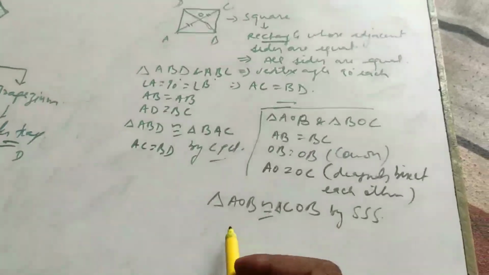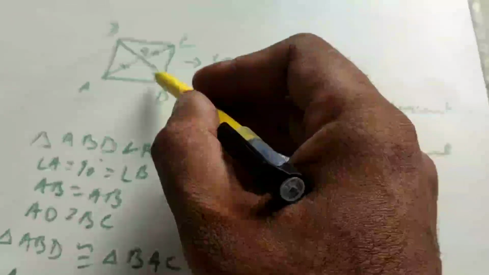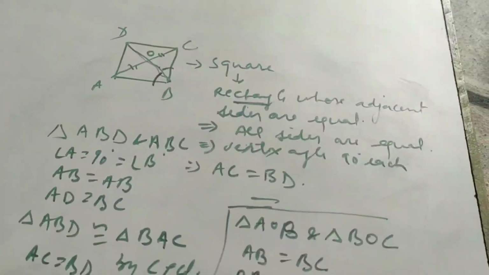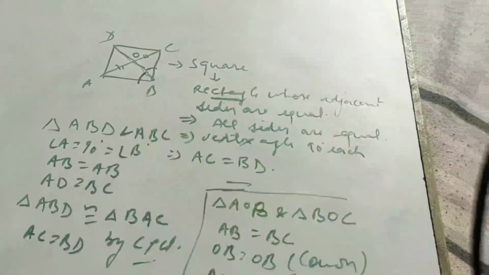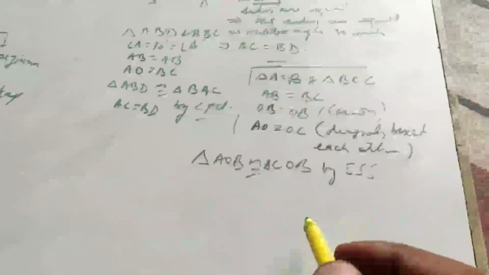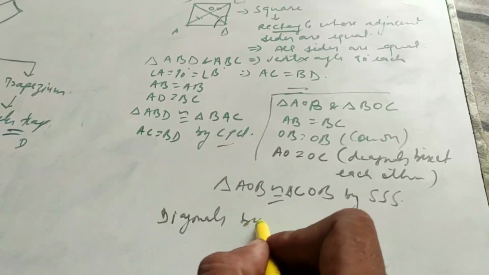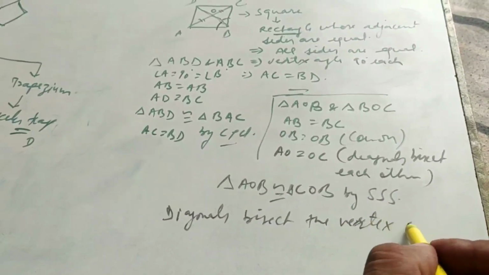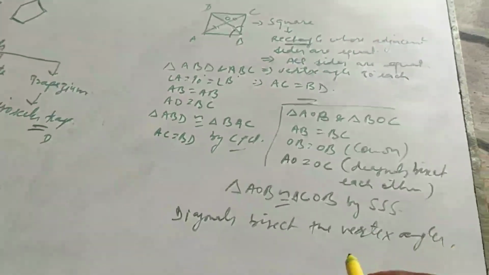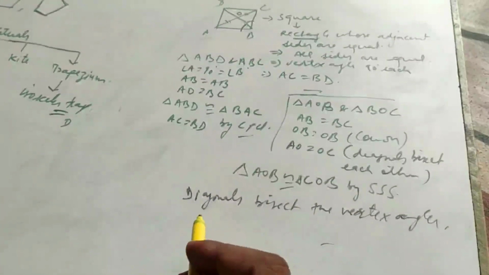So this is an important result. Now AOB and COB are congruent. It means these two angles are the same. We have these two angles equal by CPCT, and using this we can clearly see that the diagonals bisect the vertex angles. The diagonals are bisecting the vertex angle. This is an important finding.